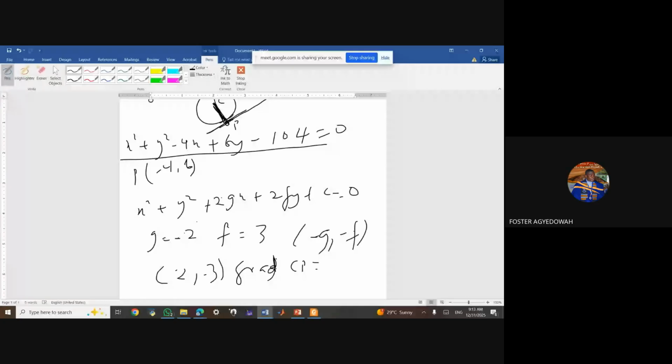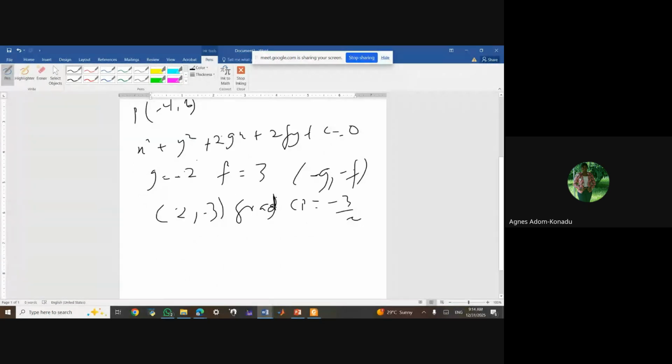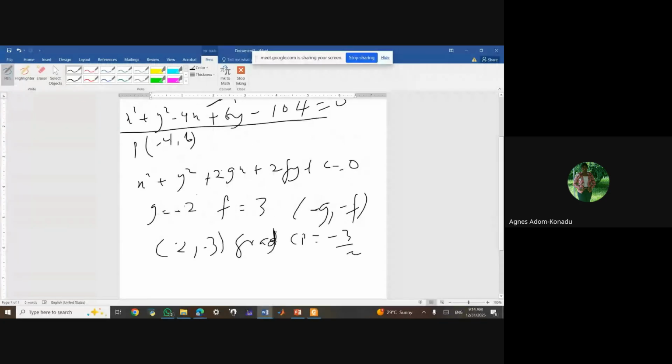The gradient will be -3 minus 3 over 2 minus (-4)... the gradient for this is -3 on 2. Then let's find the equation of the normal. For the normal, you have the gradient -3 on 2.